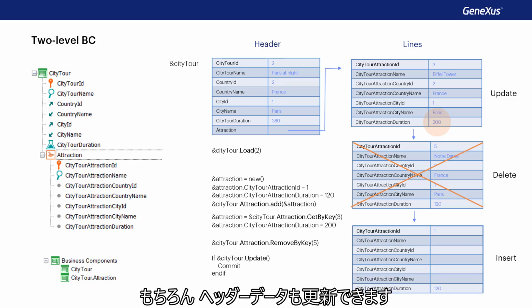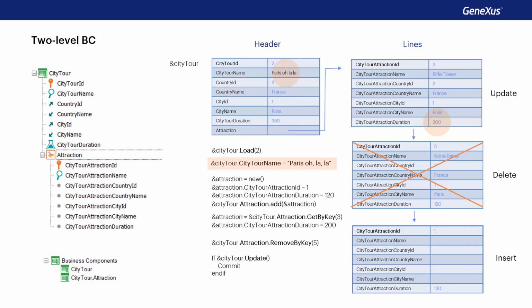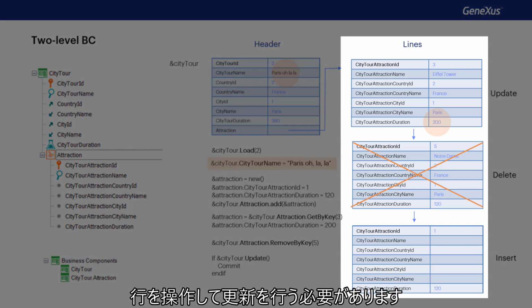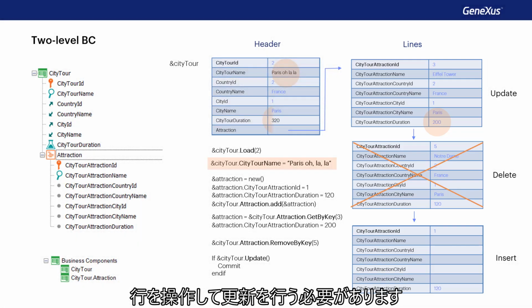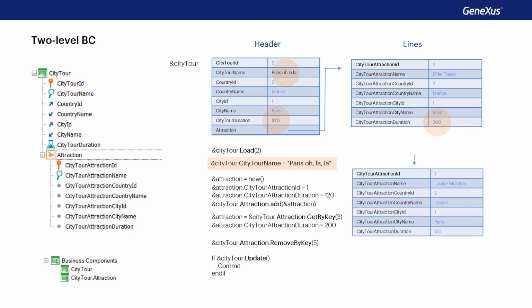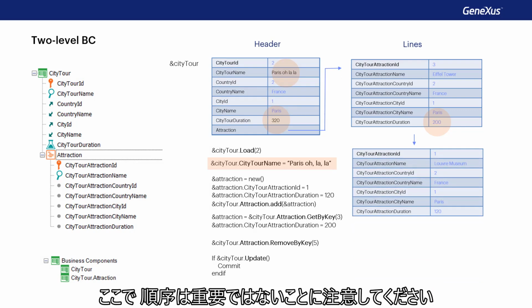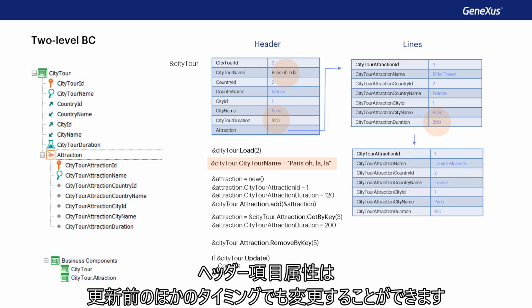Of course, the header data can be updated as well. In this case, we need to change the name of the city tour before working with the lines, then work with the lines, and when doing an update. Note that here the order doesn't matter. The header attribute could have been changed at any other time before the update.